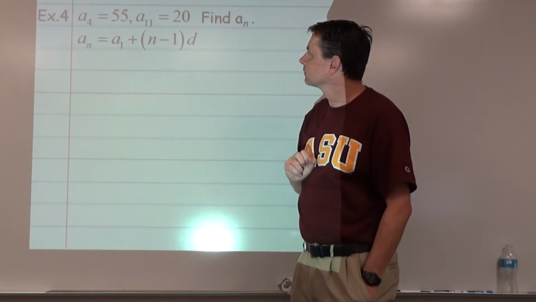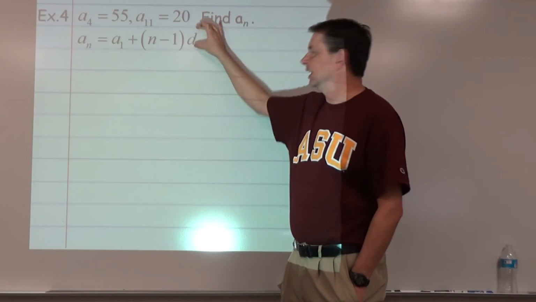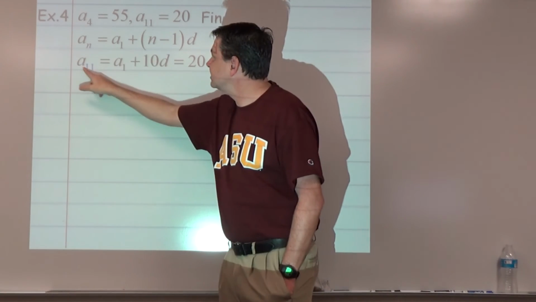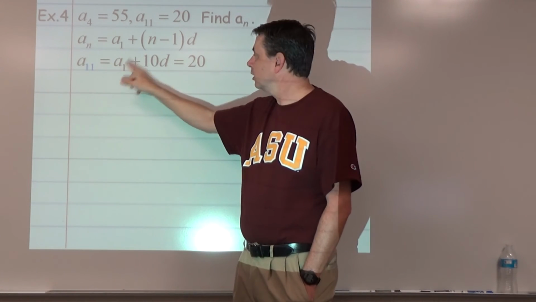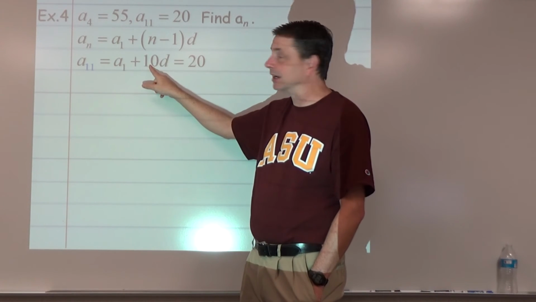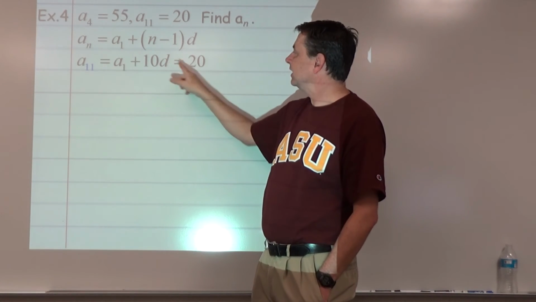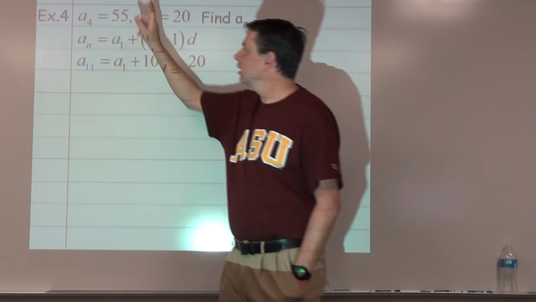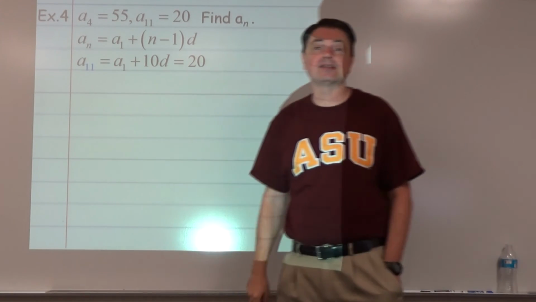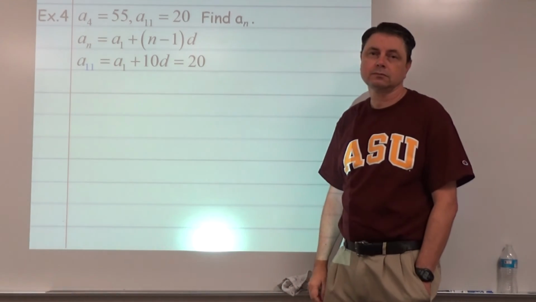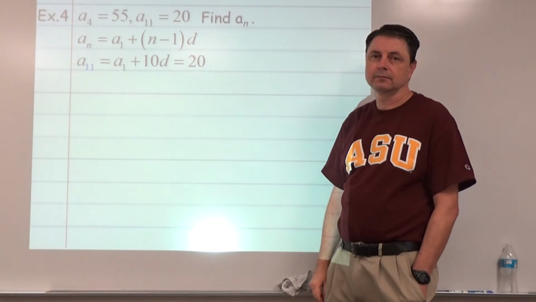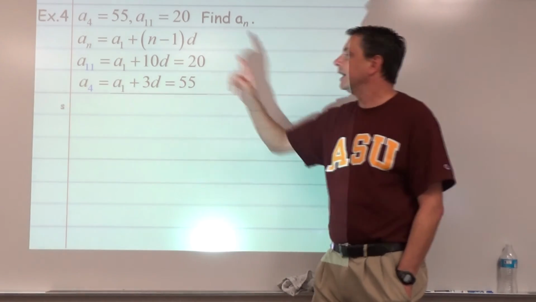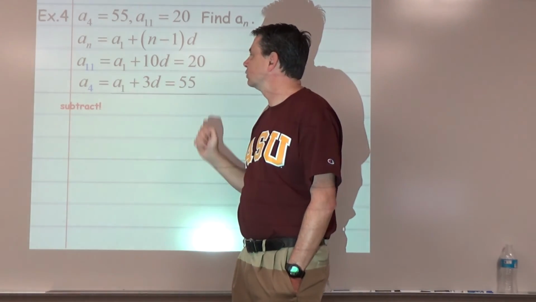And that means that's going to be 11, and the whole thing's going to equal 20. So a sub 11 is the first term, unknown, plus 11 minus 1 is 10, times the unknown d, will equal 20. Now right underneath that, pause here, write a similar equation for a sub 4. It should look like this. a sub 4 equals a sub 1 plus 3d is equal to 55.